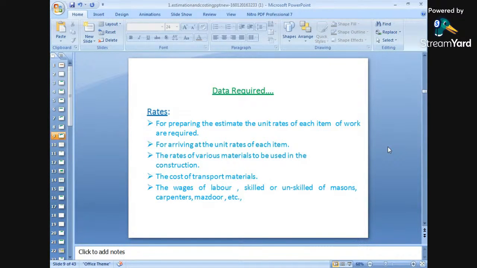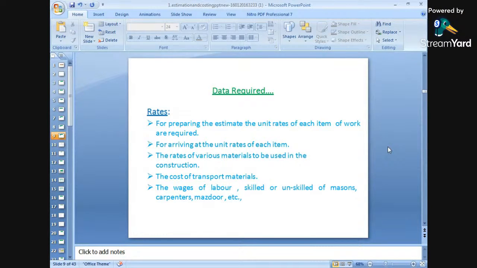Rates, in the sense, what is the market rate of steel? What is the market rate of fine aggregate? What is the market rate of coarse aggregate? What is the market rate of various waterproofing agents? So these market rates are to be found out first. For preparing the estimate, the unit rate of each item of work is required.